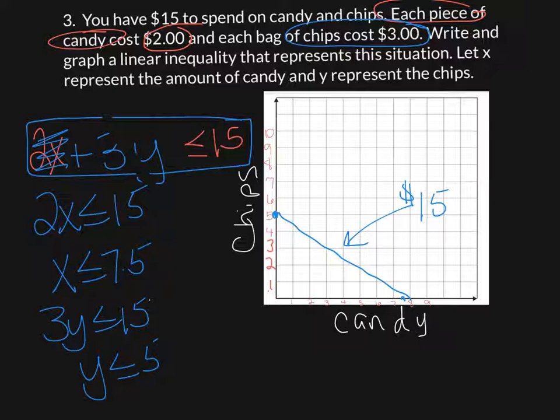Okay, so we can't spend more than $15, but we can spend less. So what's under the line is shaded. Everything under the line is going to be less than $15. The line, the solid line, equals 15. Okay. All right, and that's it.